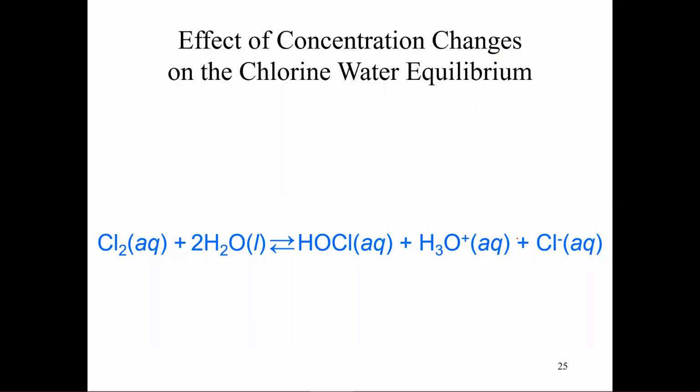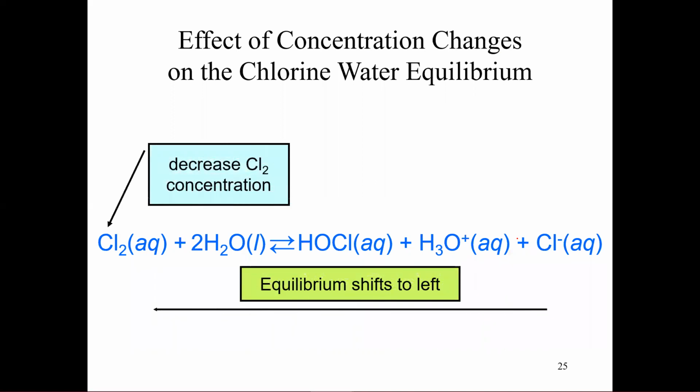Now, the effects of concentration changes on the chlorine-water equilibrium. If we look at dissolving chlorine in water, it'll react to form hypochlorous acid. If you decrease this concentration, you remove it from this side, what's going to happen? Well, it'll drag it to the left. If you decrease that concentration, it'll shift to the left.